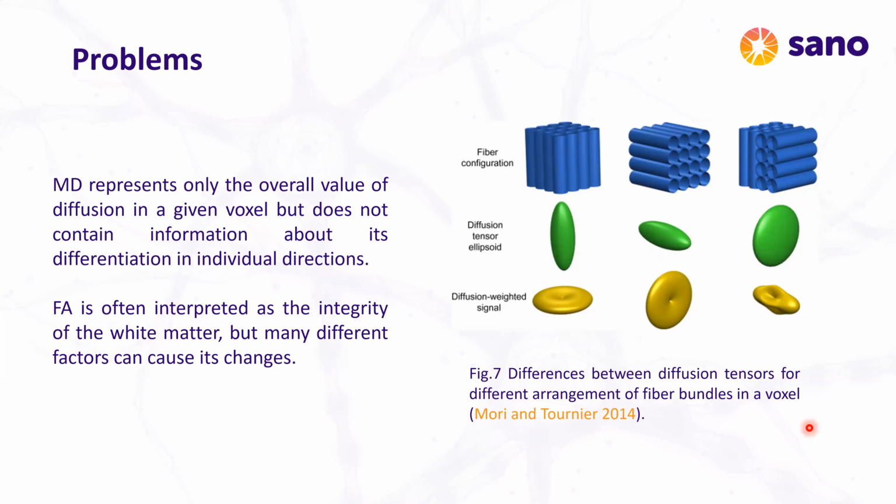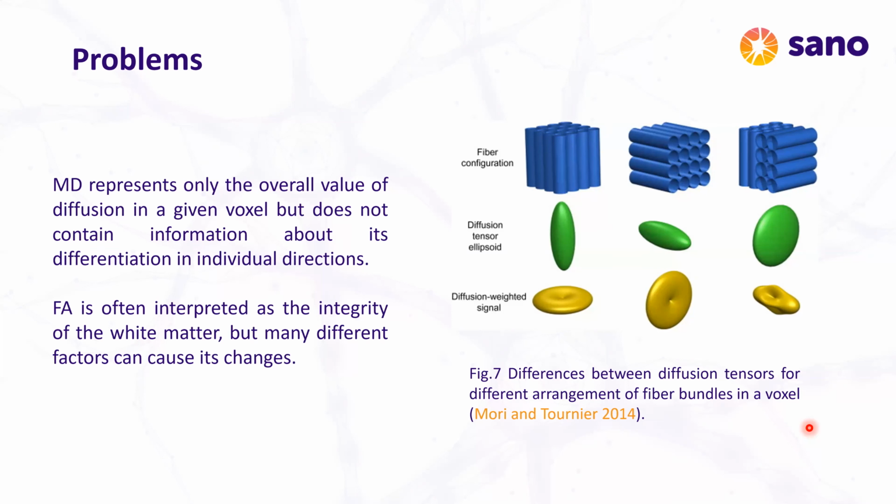In the case of DTI, however, data interpretation is problematic and can lead to many errors. For example, mean diffusivity represents only the overall value of diffusion in a given voxel, but does not contain information about its differentiation in individual directions. And moreover, fractional anisotropy is often interpreted as the integrity of the white matter, but many different factors can cause its changes, for example, cell death.